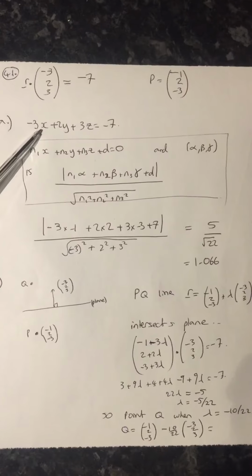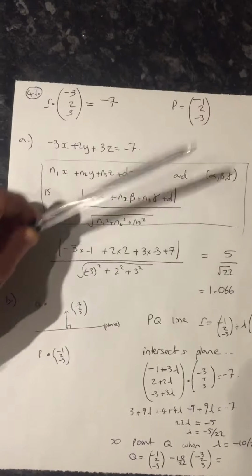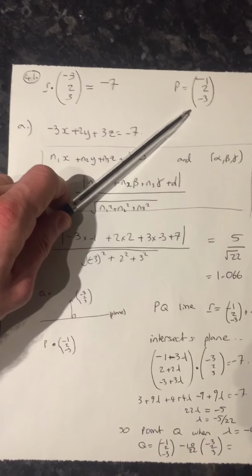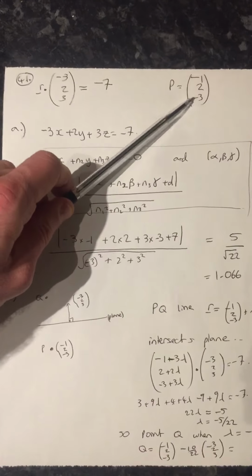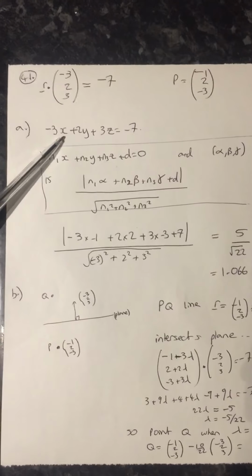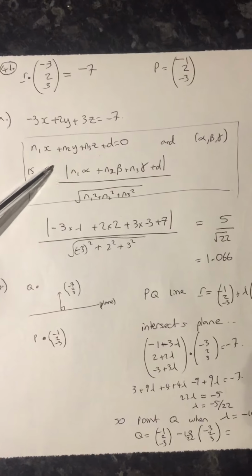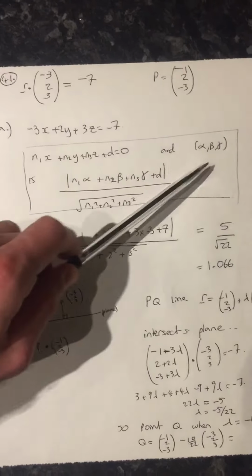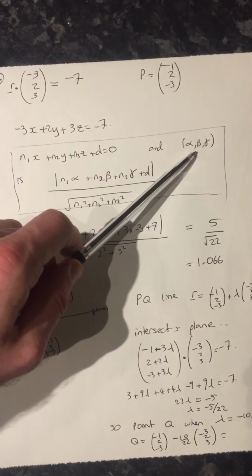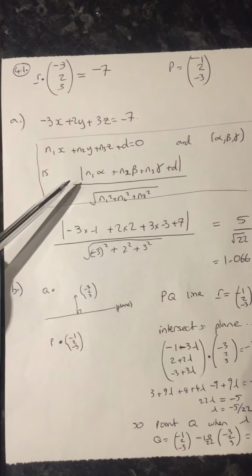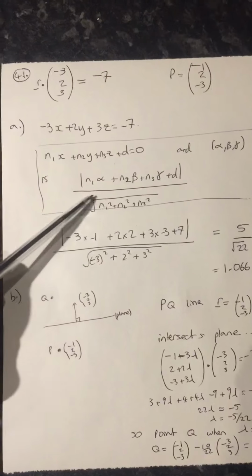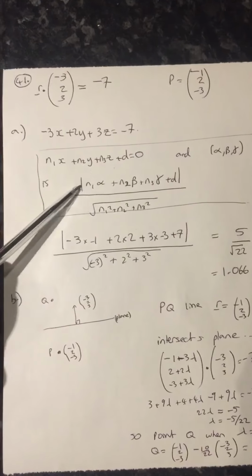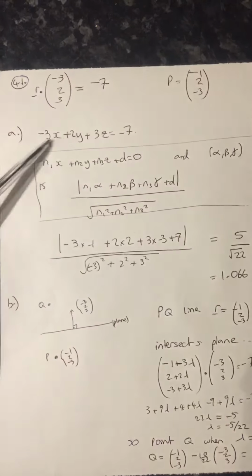Okay, I was given the equation of a plane and the position vector of a point P, and I needed to work out the shortest distance from point P to the plane. I've just taken this straight from the formula sheet that you're given, where we've got the equation of a plane like this, point given as a coordinate like that, and the shortest distance between that point and the plane is this formula. So I've just applied this formula to this plane and this point.